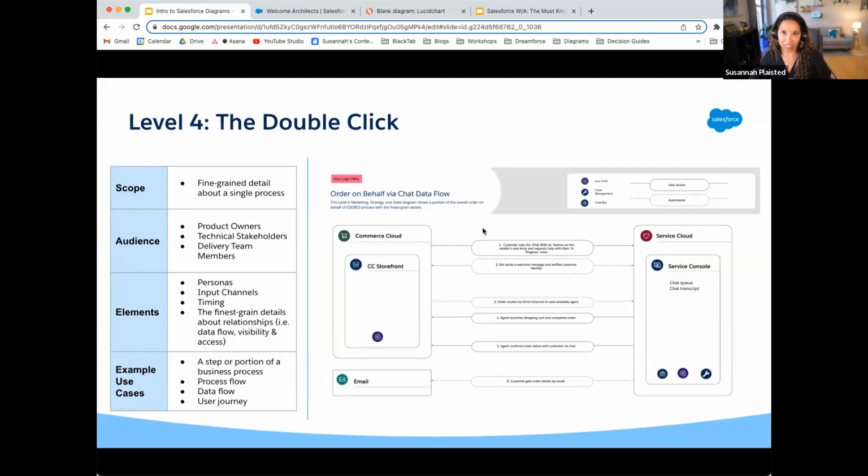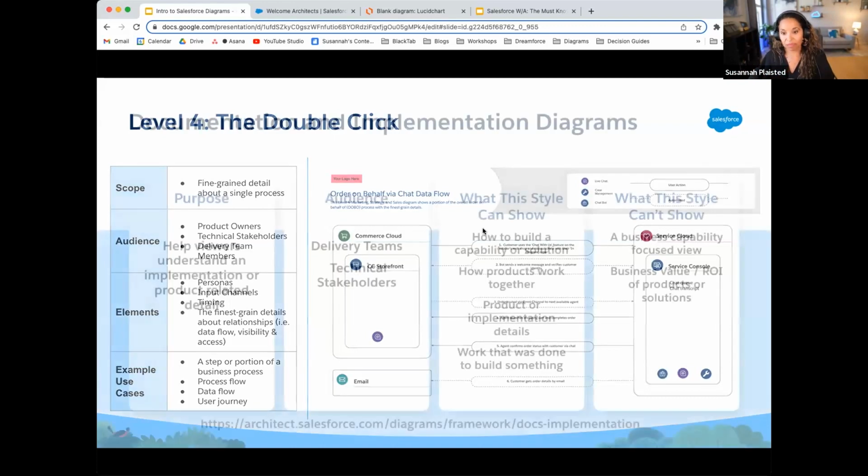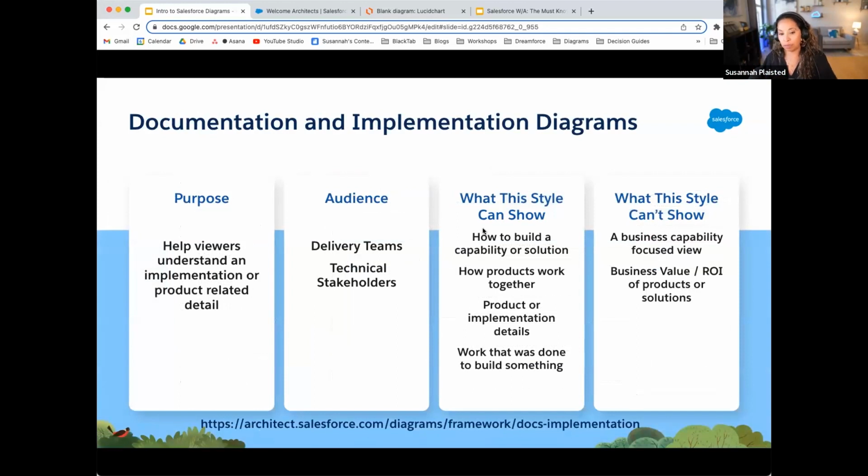Okay, so that's the examples of marketing, sales, and strategy. If we go to the documentation and implementation diagrams, these are the ones that we're building for delivery teams and for technical stakeholders that show how a capability should work or how you should actually implement something, how the products work together to deliver on that solution. And what this style can't show so well is that abstracted view of the business capability or the ROI, things like that, because the relationships between things are a little bit different, right? We're being very literal in this style.